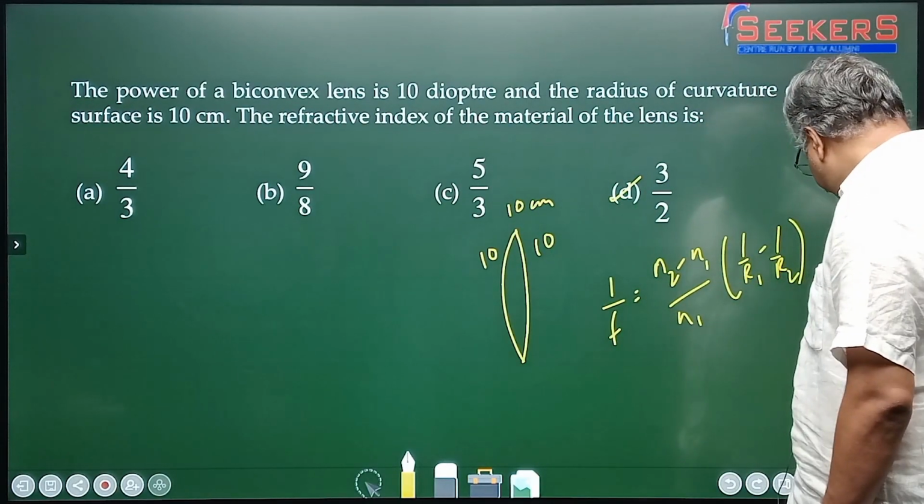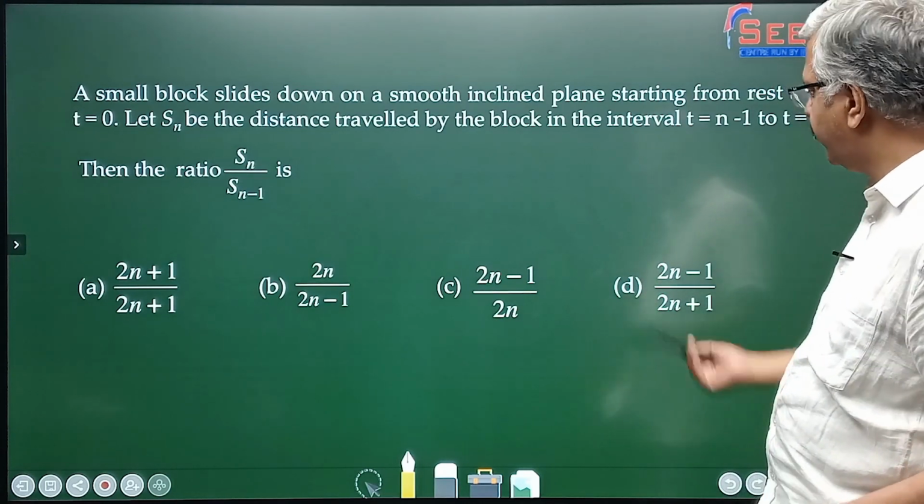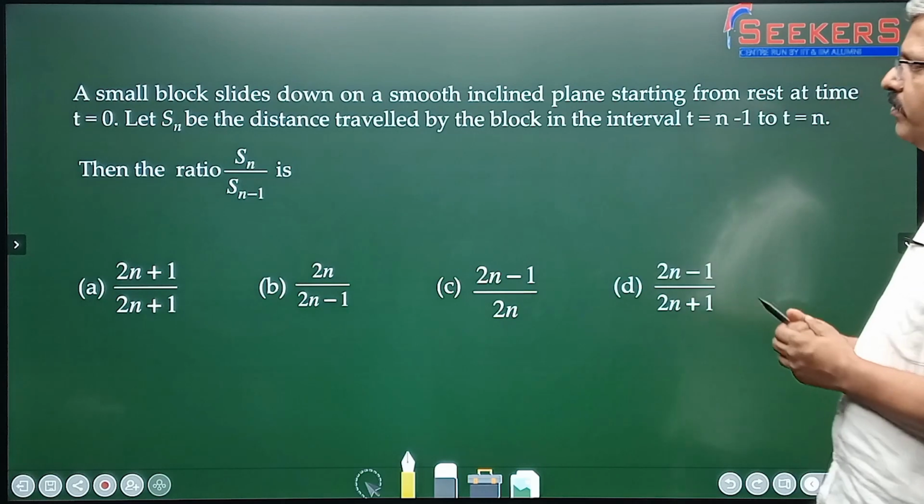Idhiliyum onnu pandradhukku illa. Now I have taken from another chapter. So let's work out a few questions here. This is from motion in one dimension.